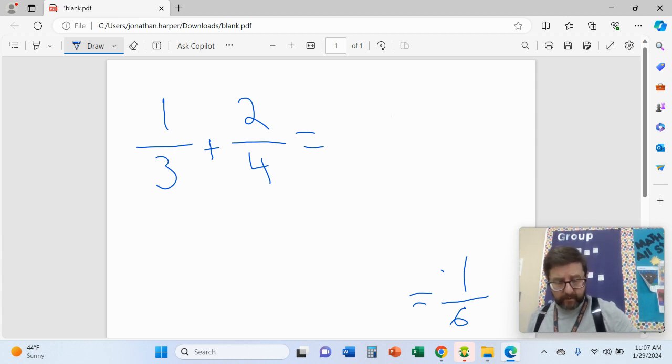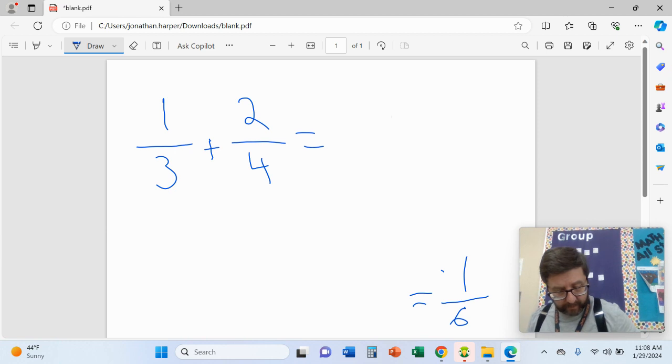1, fraction button 3, plus 2, fraction button 4. And then we go equals, whoops, I messed up there.